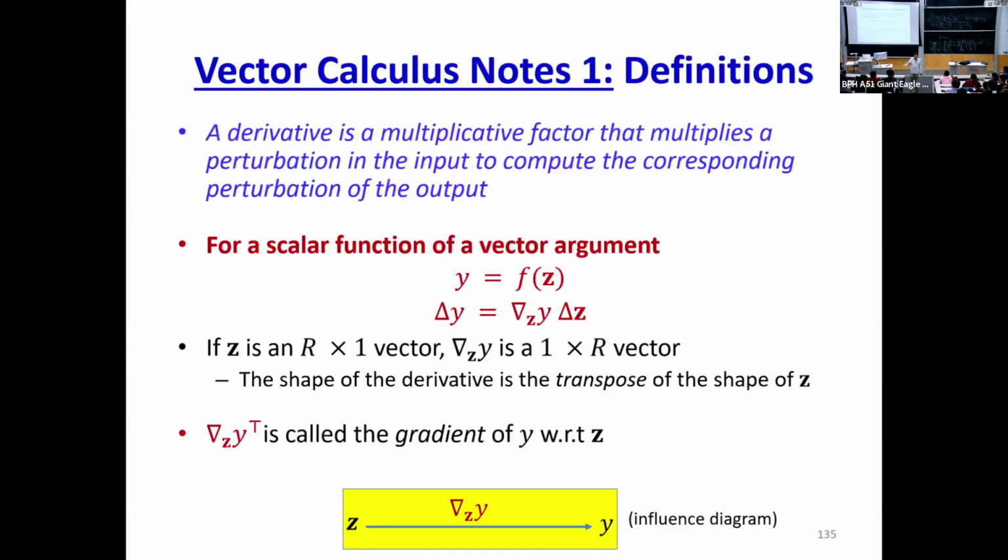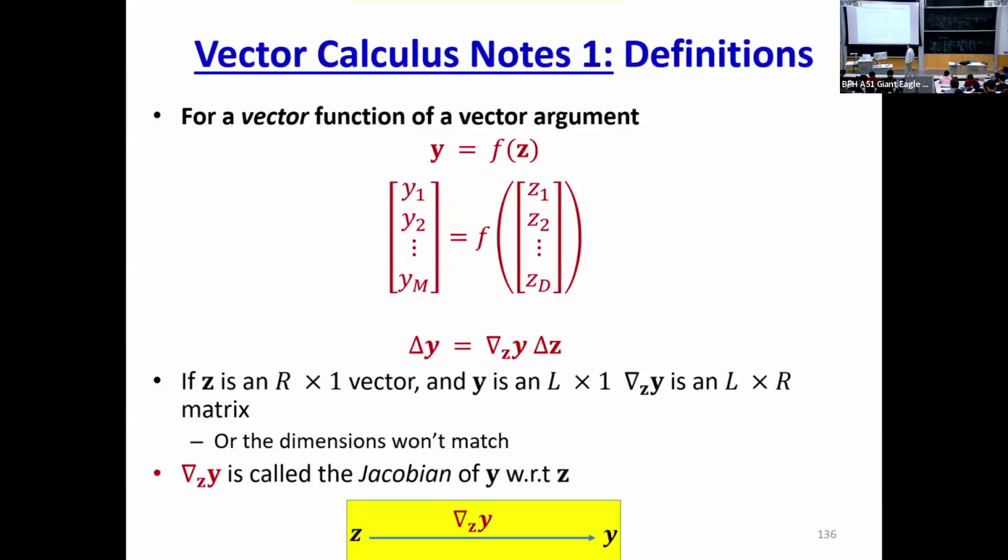Can you say it aloud? I can't hear you guys. It was a row vector. What were the entries of the row vector? The partial derivatives of y with respect to the z's, right? And the transpose of that was the gradient. But I can still draw this influence diagram. z influences y, and the derivative is the derivative of y with respect to z. And once I write this influence diagram, then that formula still holds, right? Delta y is the derivative of y times delta z. Make sense? Okay. So now, that was for a scalar function of a vector argument.